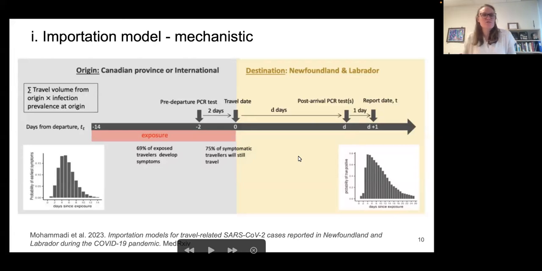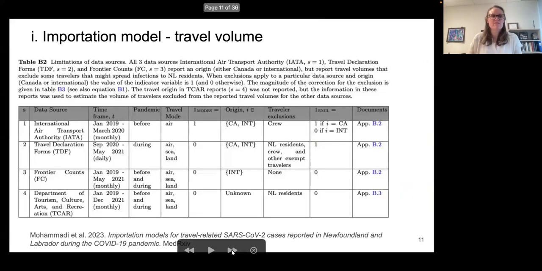So we're going to try and predict the number of travel-related cases of domestic and international origin, and we're trying to build in everything we know about the process that generates those reported travel-related cases. One component is the travel volume, and we consider 4 different sources to try and get information on travel volume. We had information from the International Air Transport Authority. That's data source number 1. It only covers the time period before the pandemic. It only covers travel by air, and it excludes crew in terms of their reported travel volumes.